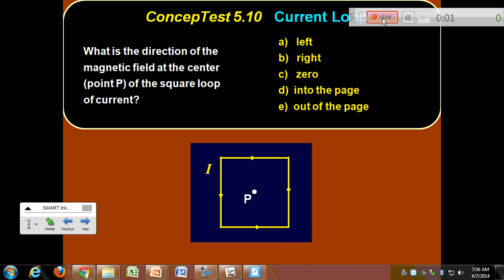Now, what is the direction of the magnetic field at the center of the square loop? You just use the curl rule for this, like we did. You just take one section. It's like a solenoid switch.